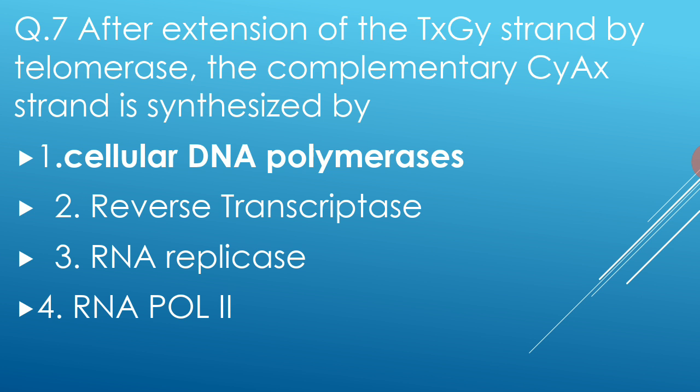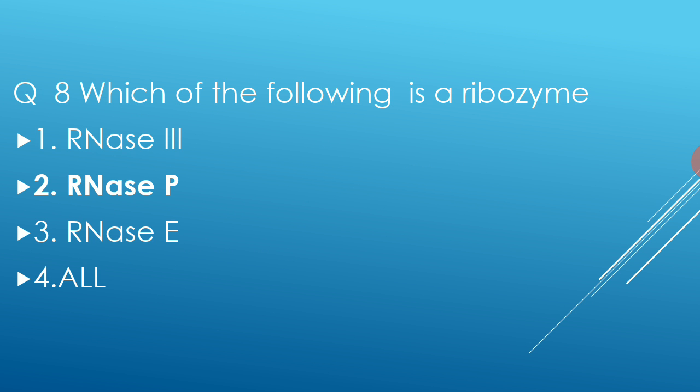Question number 7. After extension of the TG strand by telomerase, the complementary CA strand is synthesized by cellular DNA polymerase, reverse transcriptase, RNA replicase, or RNA Pol II. It is the cellular DNA polymerase.